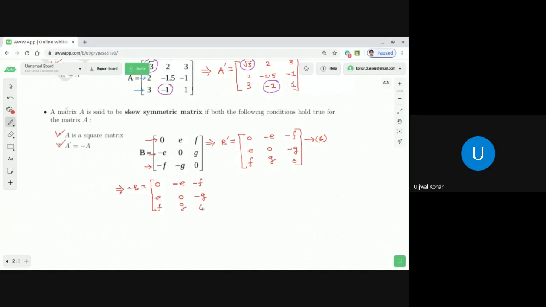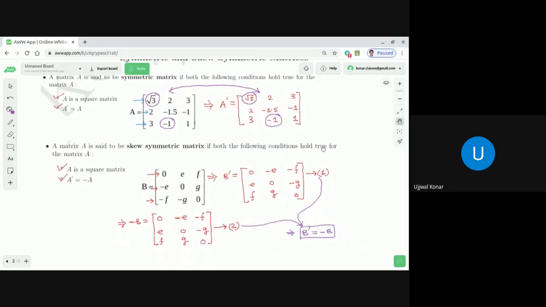Now if you look into it very minutely, dear students, let's call this equation 2. If you look into both matrices in equation 1 and equation 2 minutely, what can you conclude? Whatever the content in minus B is actually the content of B transpose. So B transpose equals minus B. What we established is that B transpose equals minus B. That is a classical example of a skew-symmetric matrix. So dear students, I hope you get a very clear idea about symmetric and skew-symmetric matrices.